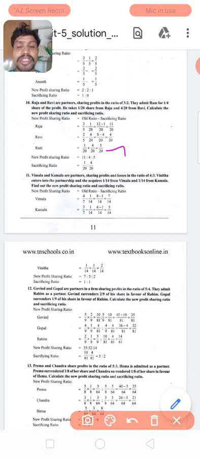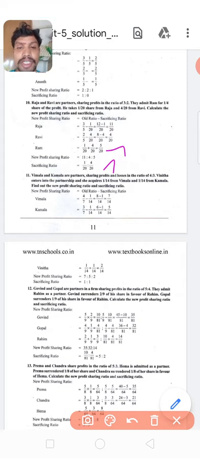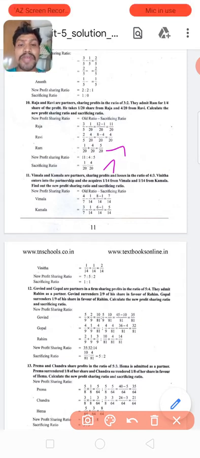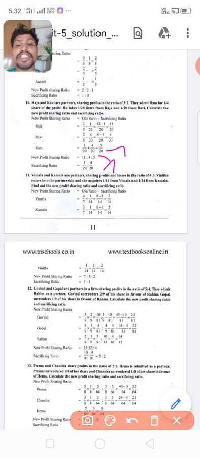My dear students, now the sacrifice ratio is 1:4. Sacrifice ratio is 1/20, 4/20. So that is the sacrifice ratio they have given openly, right? So we have to find out the new ratio. What is the new ratio? 11:4:5. That is the new ratio. That's all, my dear students.